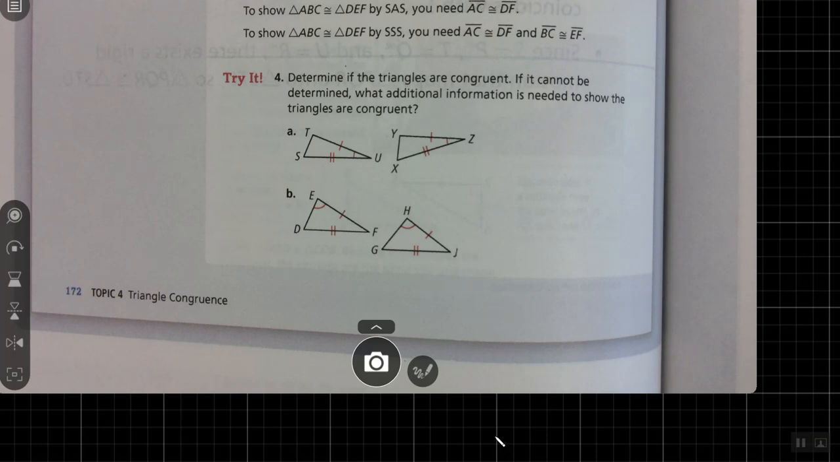Because it's angle, side, side. That's the order that it shows up in. This is not a shortcut for us. People will try to use it. You can't. It does not exist. We will not use it.